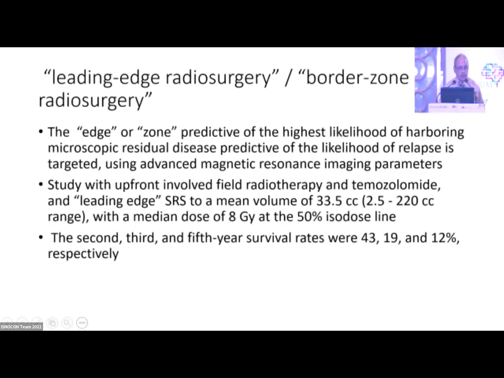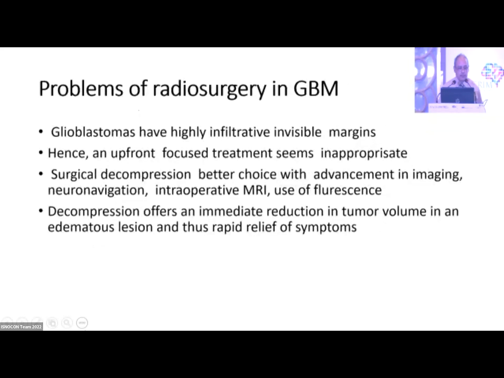So they now talk of leading edge radiosurgery, border zone radiosurgery. They said we'll give the conventional radiotherapy to the center, and the edge we'll try to map out on the imaging and then give SRS to that. And they have tried all this and tried to show that the survival is better. But here again, there's a selection bias, and it's not a properly double-blind controlled study.